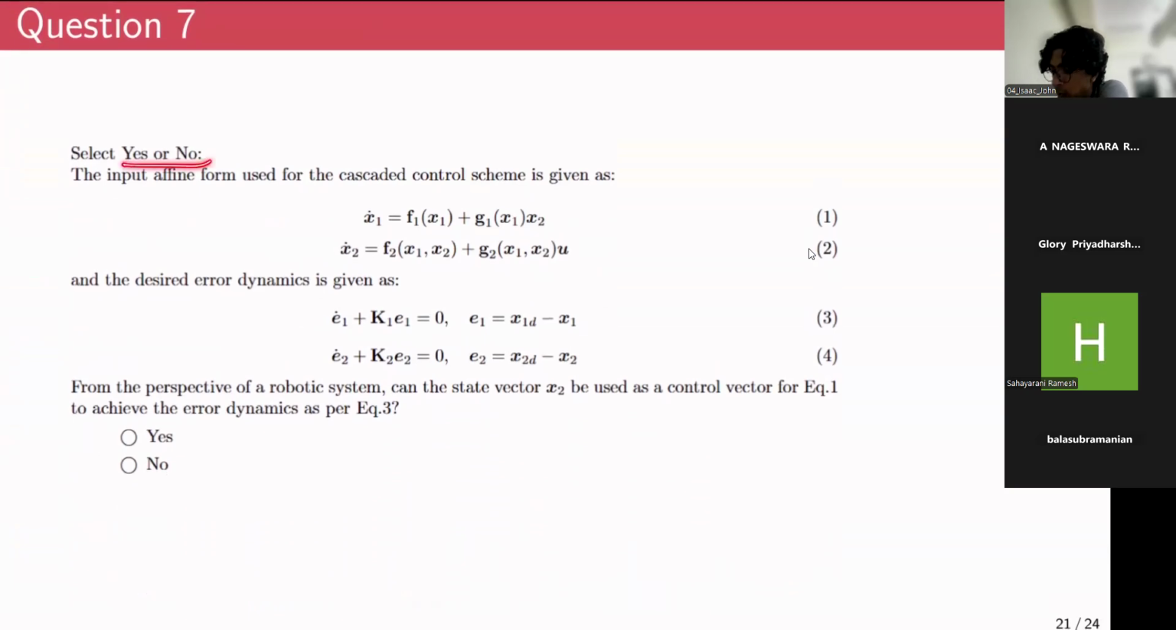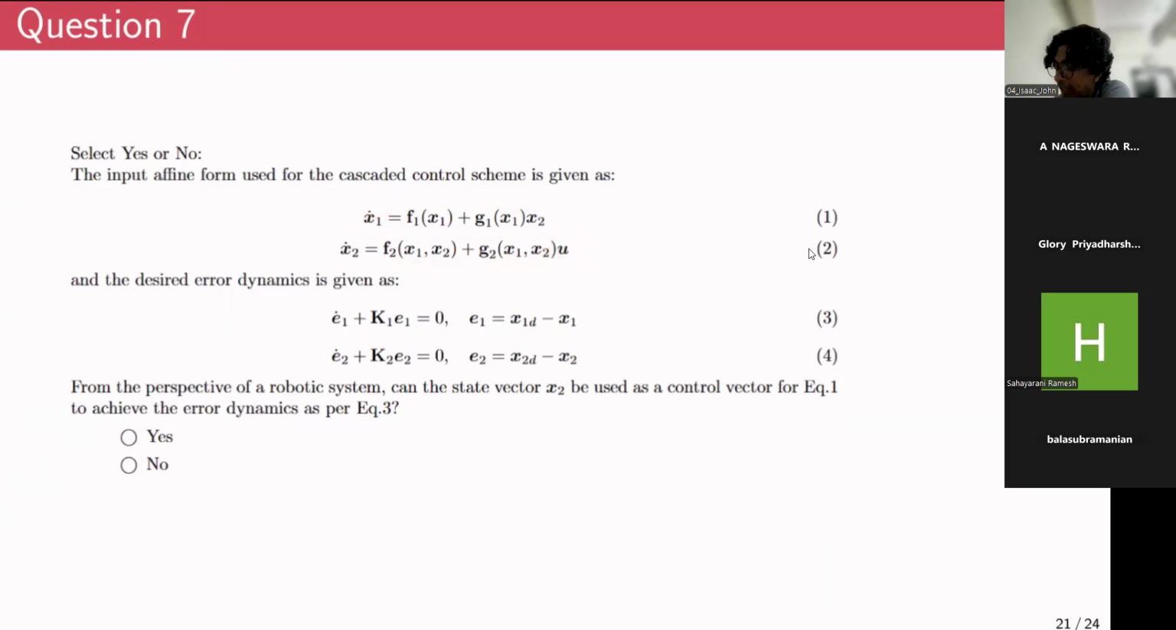It's like a yes or no question. You have to select either yes or no. So the question says the input affine form used for cascaded control scheme is given as equations 1, and we have seen this in the beginning of this lecture. x1 dot is f1 of x1 plus g1 of x1 multiplied by x2, and x2 dot is f2 of x1, x2 plus g2 of x1, x2 multiplied by u.